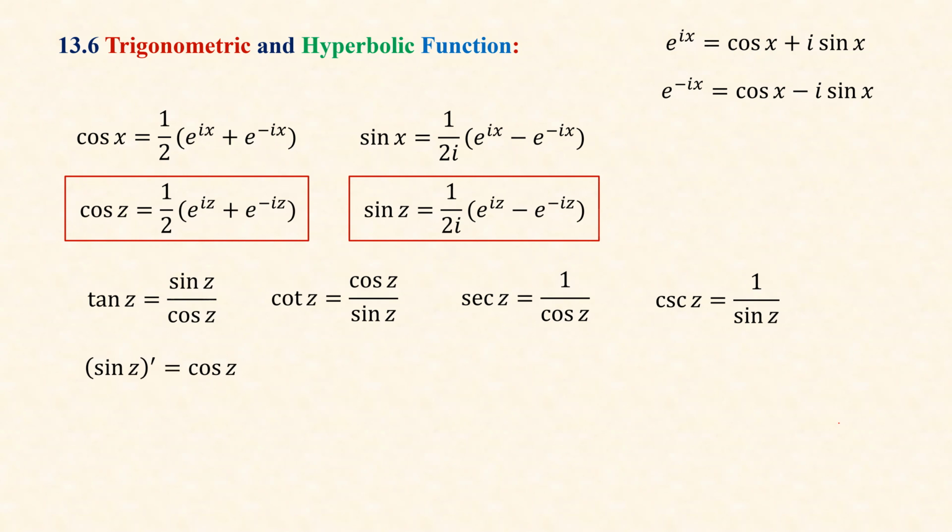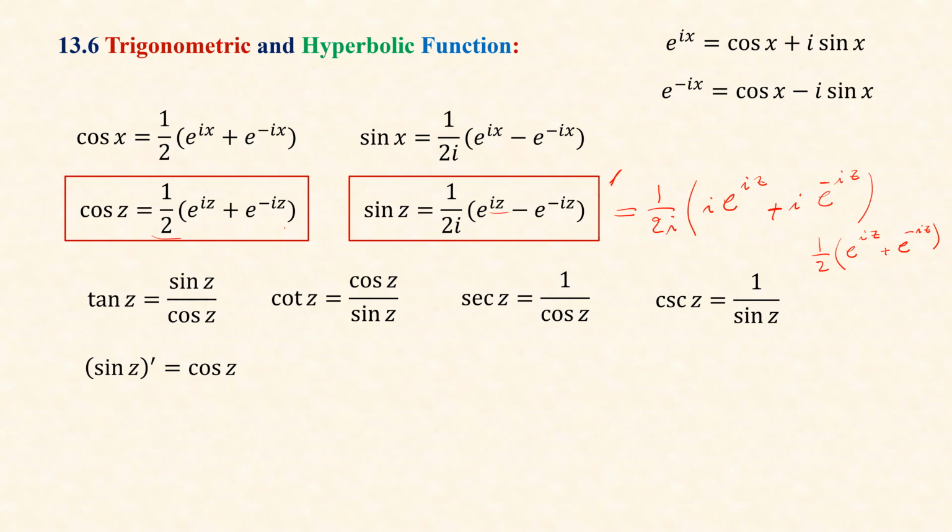And then you see that sine of z prime, meaning the derivative of sine of z, is cosine z. How is that? If you take the derivative of this equation, it becomes 1/2i, which is constant. E to the iz, you see the derivative of e to the u becomes u prime times e to the u. Here we are taking the derivative with respect to z, so it brings an i, e to the iz. And then minus the derivative of e to the negative iz brings a negative i, so it becomes positive i, e to the negative iz. And then you see the i's cancel, and you get 1/2 of e to the iz plus e to the negative iz, which is cosine z, right? And the derivative of cosine is what?